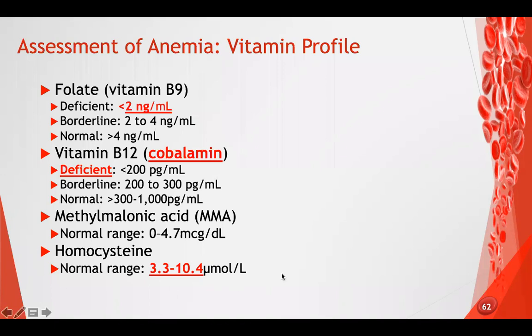So we have methylmalonic acid. B12 is actually needed for methylmalonic acid conversion, and if there is a B12 deficiency, methylmalonic acid will actually be increased in the body. So this is one of those key diagnostic factors for vitamin B12 deficiency. And then we also have homocysteine, which is an amino acid produced from proteins, and there will be increased levels, and this can indicate a B12 or a folate deficiency. The normal range is 3.3 to 10.4 micromoles per liter.